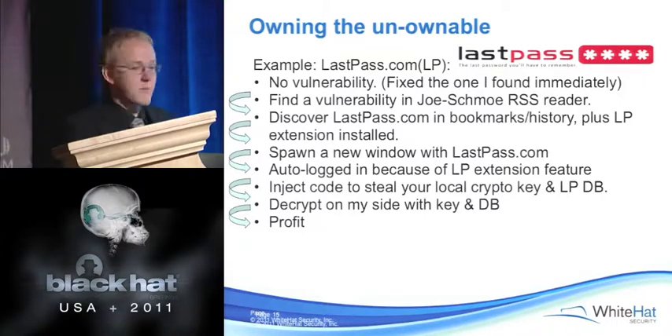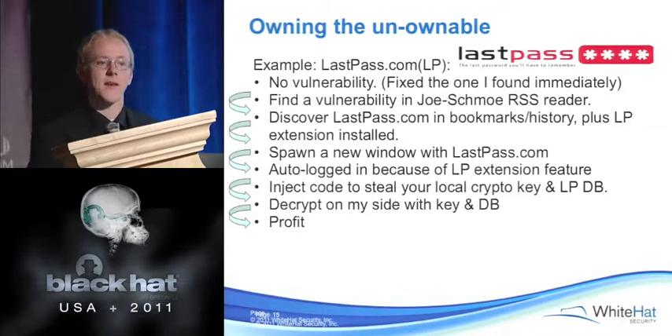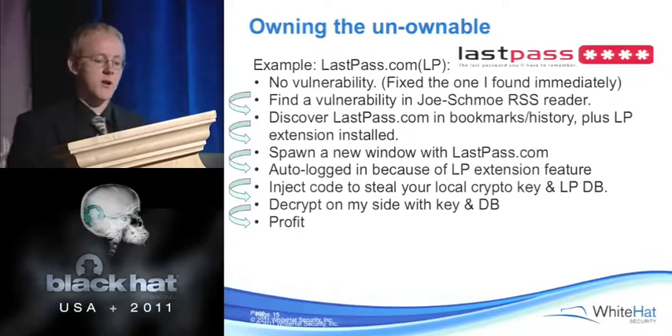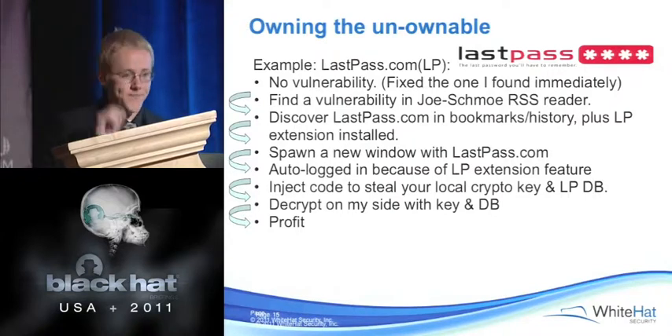So basically, I'm going to find a vulnerability in Joe Schmo RSS Reader. It's a popular one. I'm going to inject this code, which will look through your history and your bookmarks to see if you have LastPass. I can also tell if you have the LastPass extension installed. And then I'm going to spawn a new window with LastPass.com.